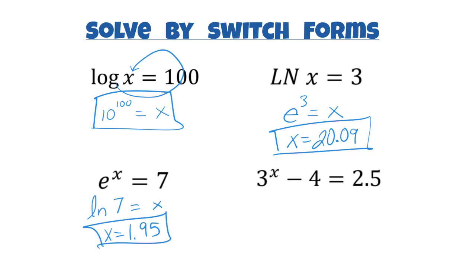Okay, on this next one, I think I would like to isolate that x, but I think the first step needs to be get that 4 over on the other side. It doesn't need to be there with the 3 to the x. So let's add it over here, and now I'm ready to switch to a logarithm. So this is going to be a log. The base is 3 of 6.5 equals my exponent.